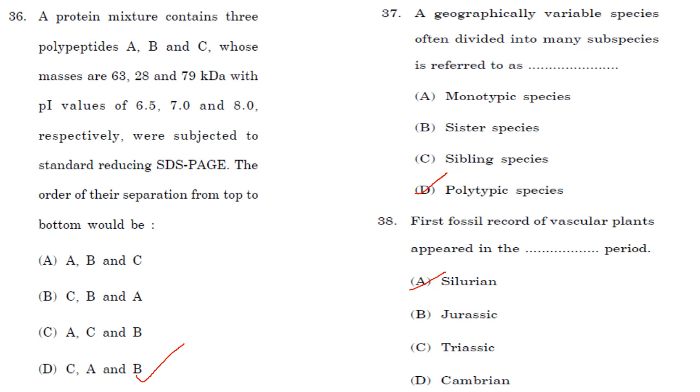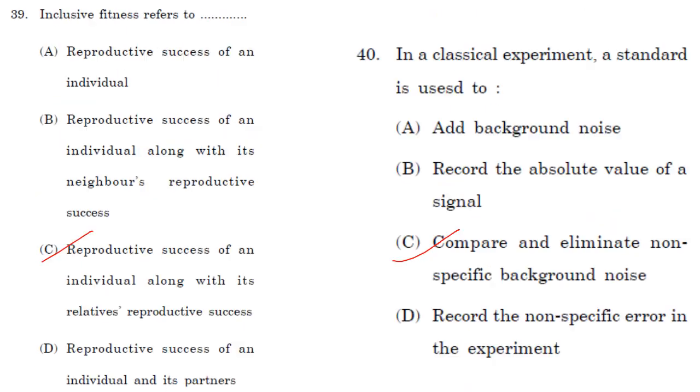The next one. First fossil record of vascular plants appeared in the Silurian period. Answer is option. Inclusive fitness refers to the ability of an individual to transmit genes to the next generation, including genes shared with relatives. That is inclusive fitness. So reproductive success of an individual, no. Reproductive success of an individual along with its neighbors' reproductive success, no. It should be relatives' reproductive success. Reproductive success of an individual along with its relatives' reproductive success. That is correct. Answer is option C.